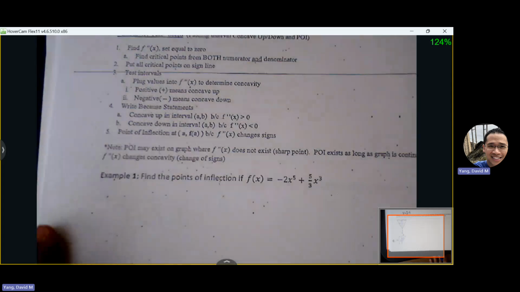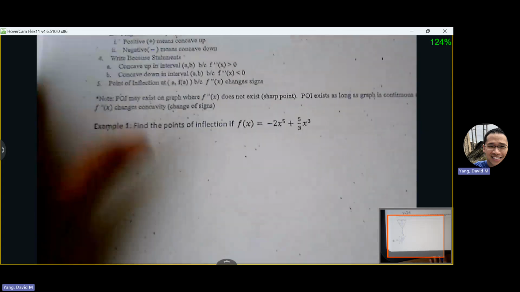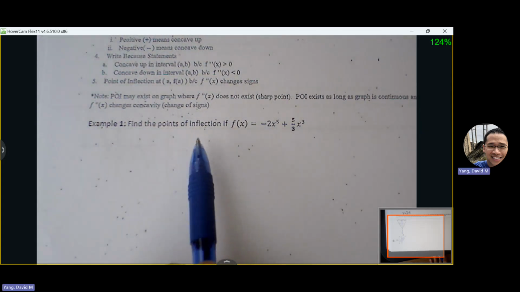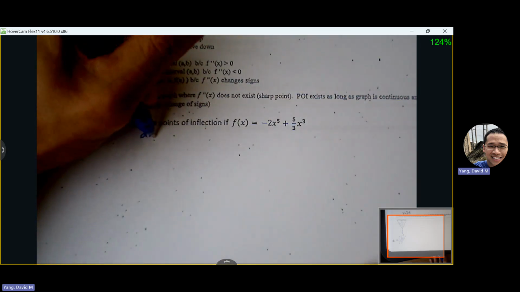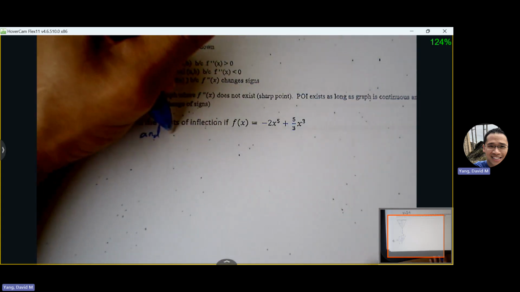Okay, so let's look at example 1 and see if we can go through one of these problems here. It says find the points of inflection and the intervals of concave up, concave down.